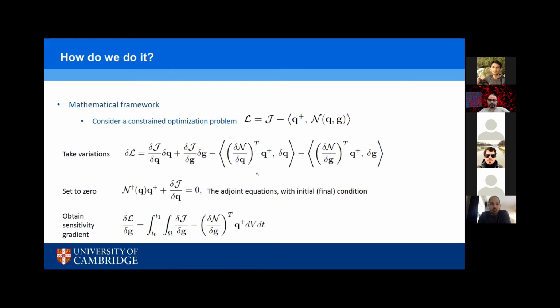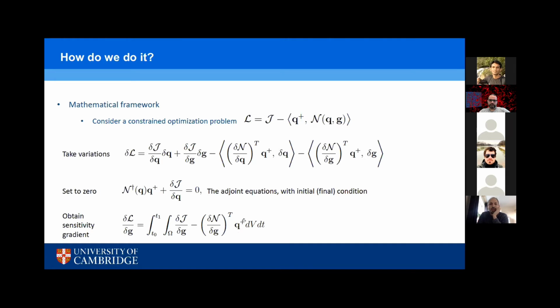We set all of them to 0, and by setting it to 0, we obtain an expression for the adjoint equations given in the second line here. And then from this variational approach, we obtain a sensitivity gradient, the gradient of the Lagrangian with respect to the control variables g. So these are the sensitivity gradients that we are interested in, dL/dg. And this is simply given by these 2 terms here. And you can see that it is directly proportional to the adjoint variable.